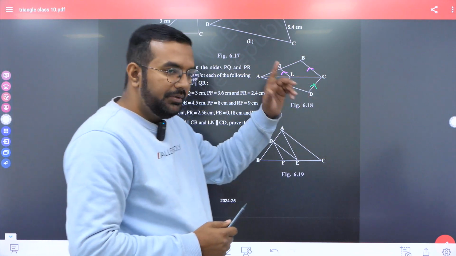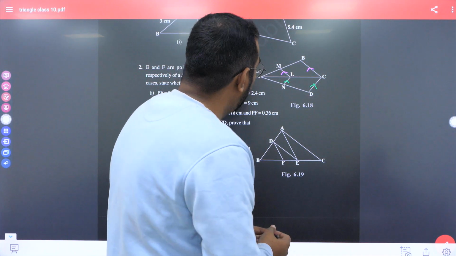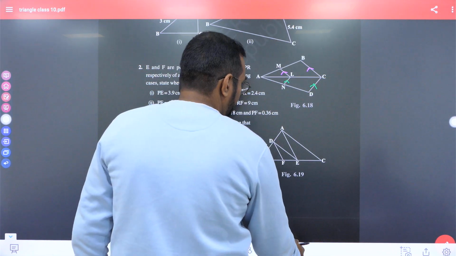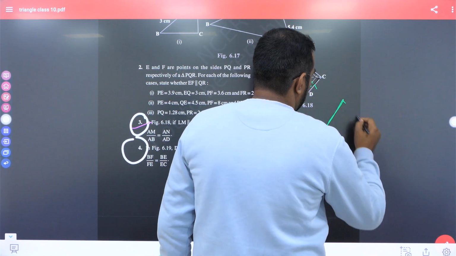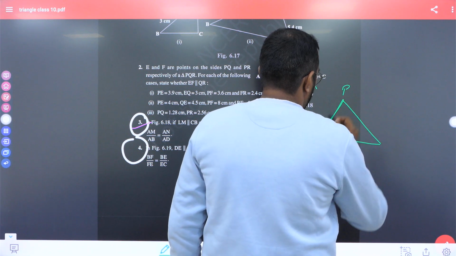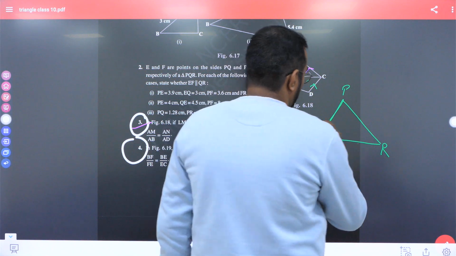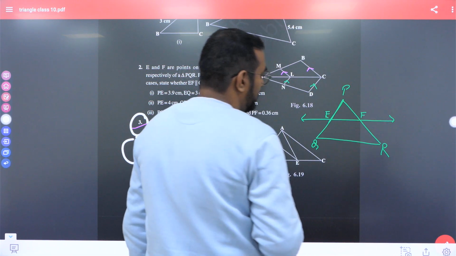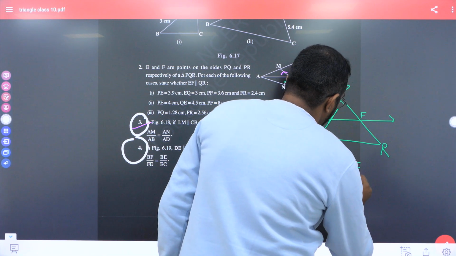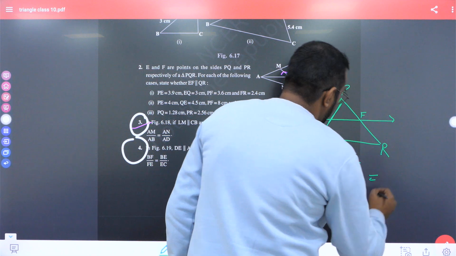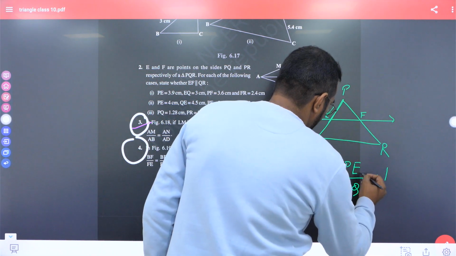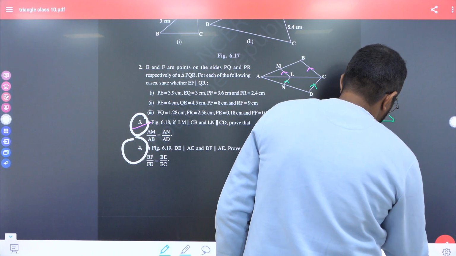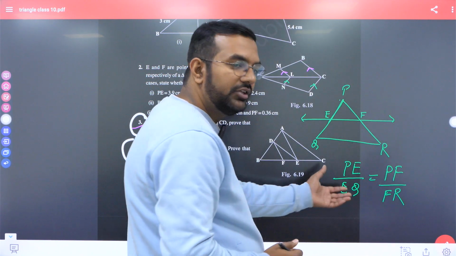While I was proving the BPT theorem, at that time I explained to you that if there is a triangle PQR and a line intersecting the other two sides at two points E and F, and if you have proved that PE upon EQ is equal to PF upon FR, that is the BPT theorem also.